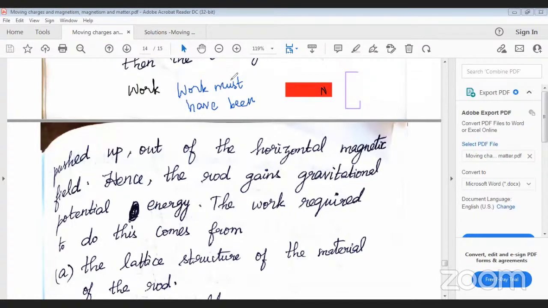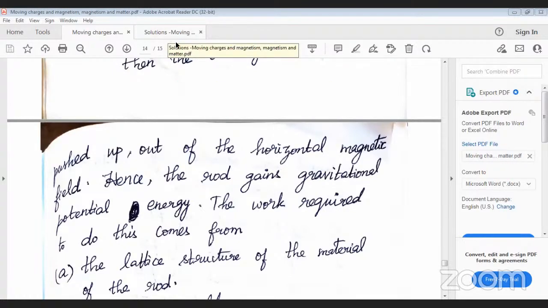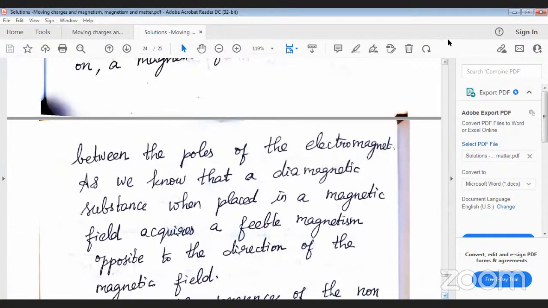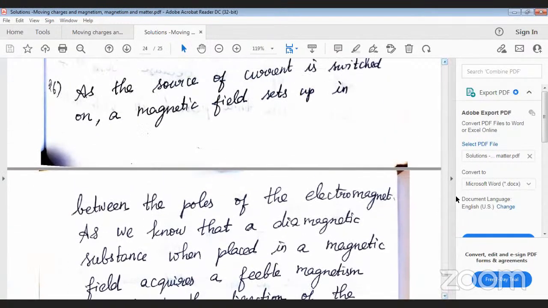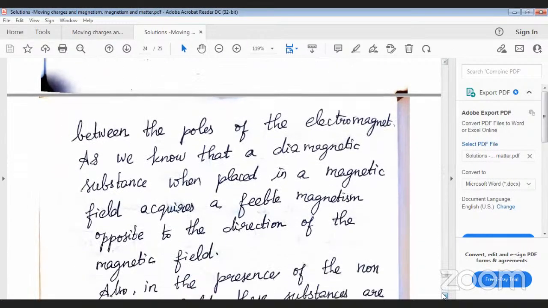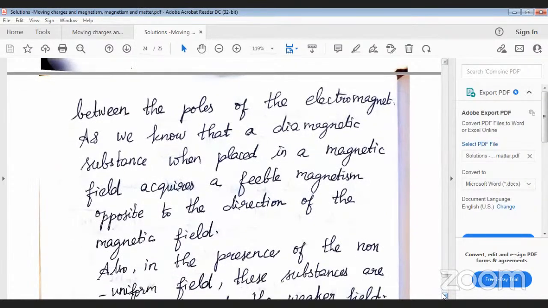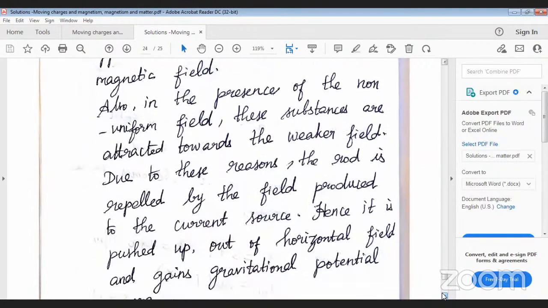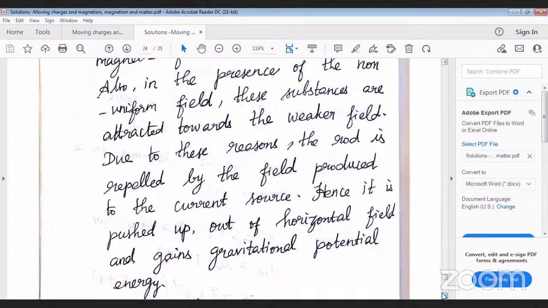So for that, you need to understand that a diamagnetic material has the weakest magnetic property. So when placed in a magnetic field, it always tries to move from the stronger part of the field to the weaker part of the field. That means it repels the magnetic field. So usually diamagnetic materials actually repel the external magnetic field.